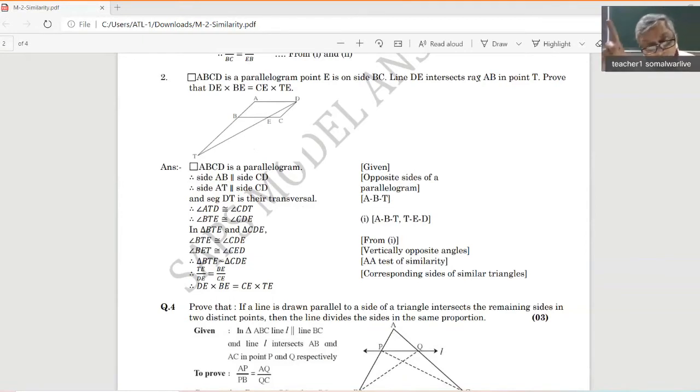To prove one more angle is congruent, it is given that ABCD is a parallelogram. So the first step in the solution is AB is parallel to CD, because they are opposite sides of a parallelogram, as well as AT is parallel to CD because A, B, T are collinear. If they are not collinear, we cannot say this. So therefore, AT is parallel to CD. With DT as a transversal, angle ATD is congruent to angle CDT, which can be written as CDE. So therefore, angle BTE is congruent to angle CDE. Why? Because they are alternate angles.